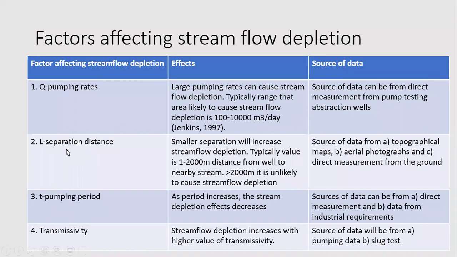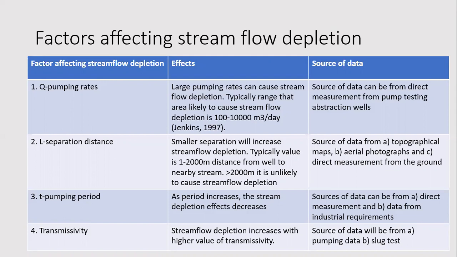Number two, you can have separation distance as part of the factors that can affect stream flow depletion. This is when your well is far away from, or closer to, the river or surface water body. The effect is that a small separation can increase stream flow depletion. So if your well is closer to the river, this may increase the chance of stream flow depletion. The typical value they've put is about 1 to 2,000 meters distance. This is a sort of buffer zone or cutoff zone. If the distance from the well to the nearby river is greater than 2,000 meters, it is unlikely to cause stream flow depletion.